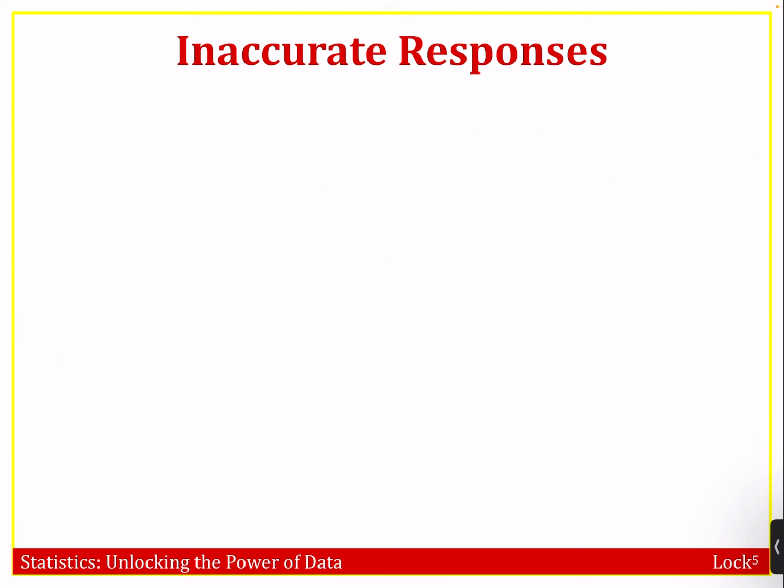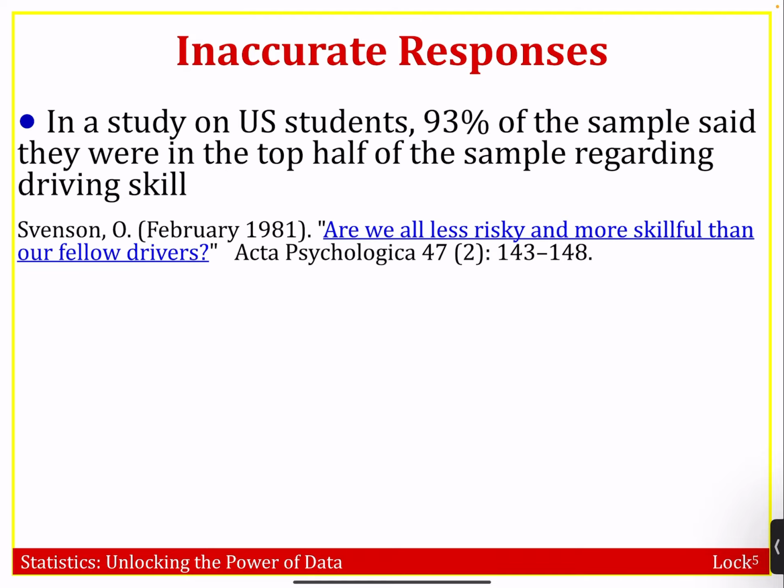Let's talk about inaccurate responses. It's not that people lie, it's that people make mistakes and they just don't think about everything. In a study of U.S. students, 93% of the sample said they were in the top half of the sample regarding driving skill. We think a lot of our own skill. We can't all 93 of us be in the top half, right? We can't have 93% of the people in the top 50%. The math just doesn't work there.